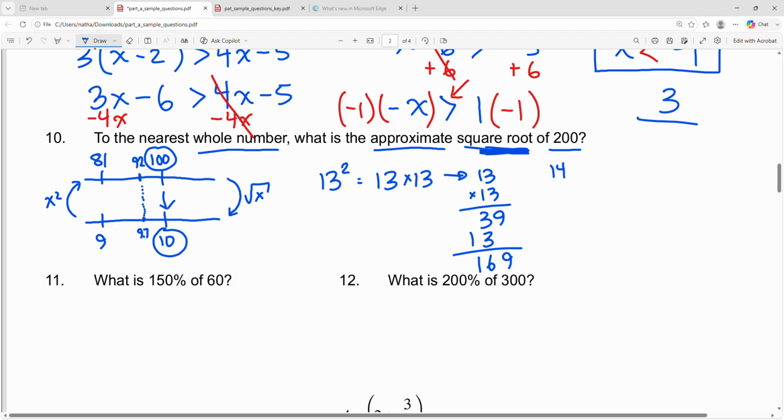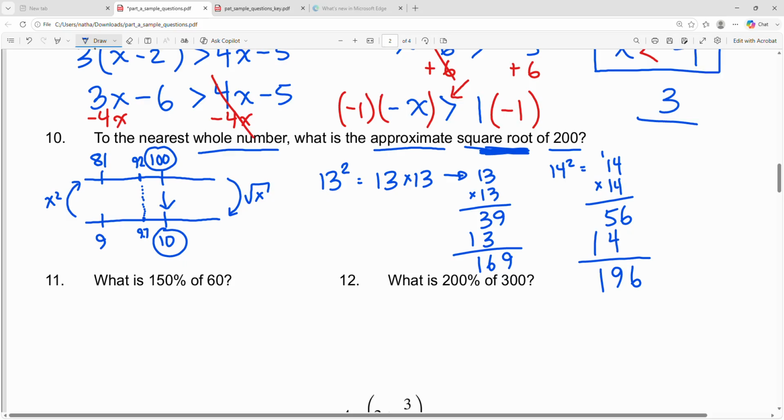Let's go with 14 squared, which is 14 times 14. 4 times 4 is 16, so we carry the 1. 4 times 1 is 4, plus 1 is 5, so 56. Then 1 times 4 goes in this column, 4, and 1 times 1 is 1. We get 196. Now that's pretty close to 200. I'm pretty satisfied with that, and I don't think I need to try another one.